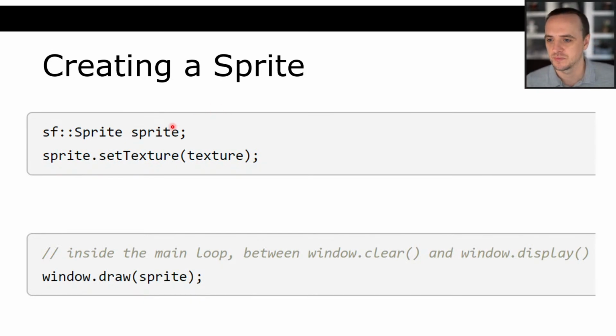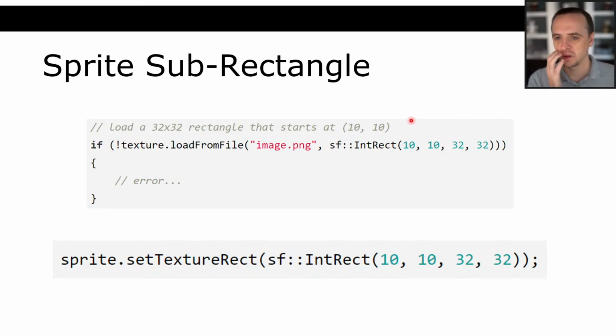Creating a sprite. So how do we create a sprite now that we have a texture? Well, it's very, very easy. You just say sf::Sprite and you give it a variable name. Then you say sprite.setTexture with a texture. And then at some point in your rendering system, you just say window.draw(sprite). That is it.